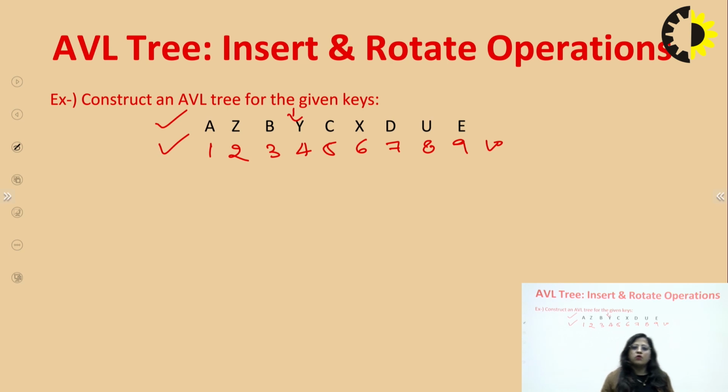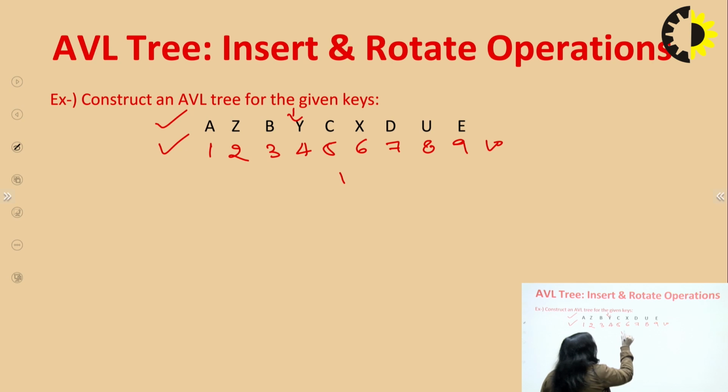So AVL also follows this property, but there is one thing: if your balance factor value is 2 or minus 2, then you need a rotation, and after rotation this tree is converted into an AVL tree. Okay. So according to this, here we take the example 1 to 10. Now we construct a BST as an AVL tree.